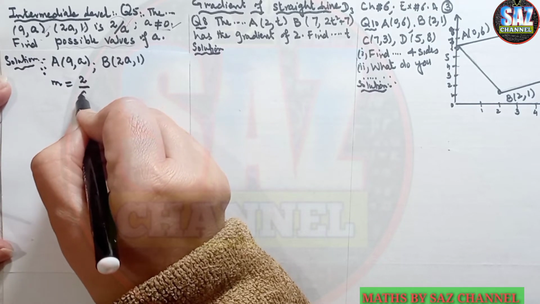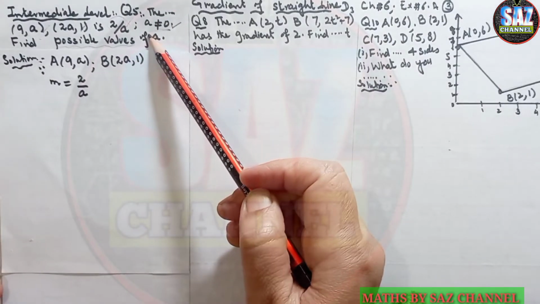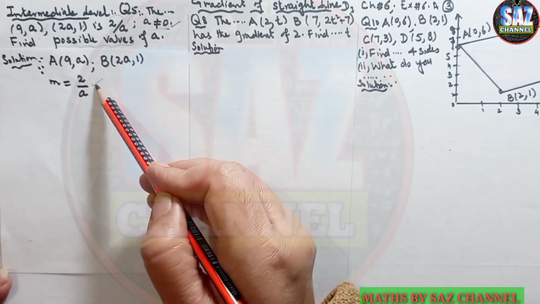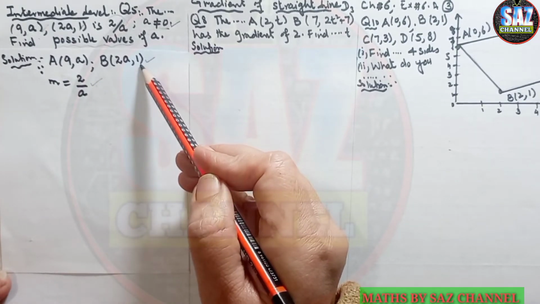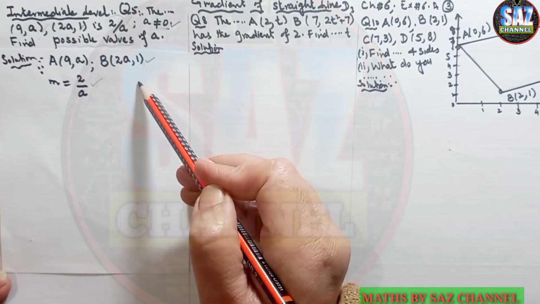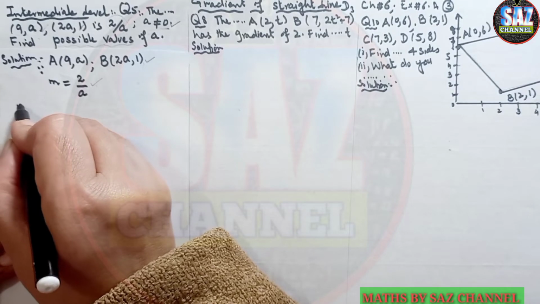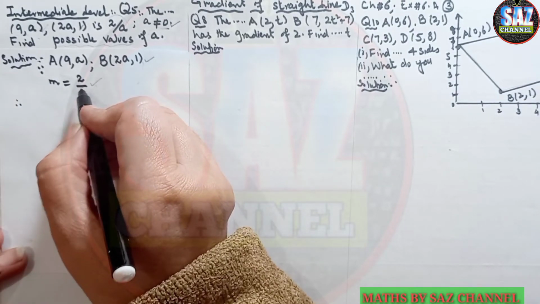Now what will tell us what we are going to do with this question in order to get the value of a? As the gradient is given, the answer of the gradient is given, so with the help of the points we're going to find the gradient, and we have to equate these two gradients. Okay, so what will happen is that the gradient of AB will be equal to this 2 by a.